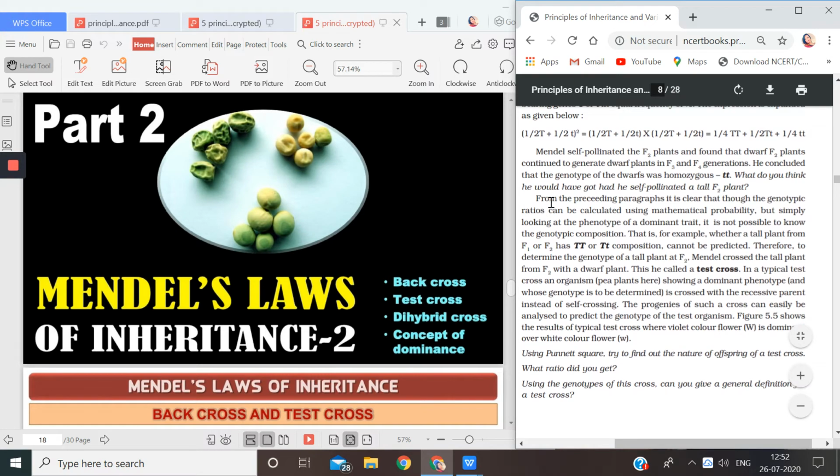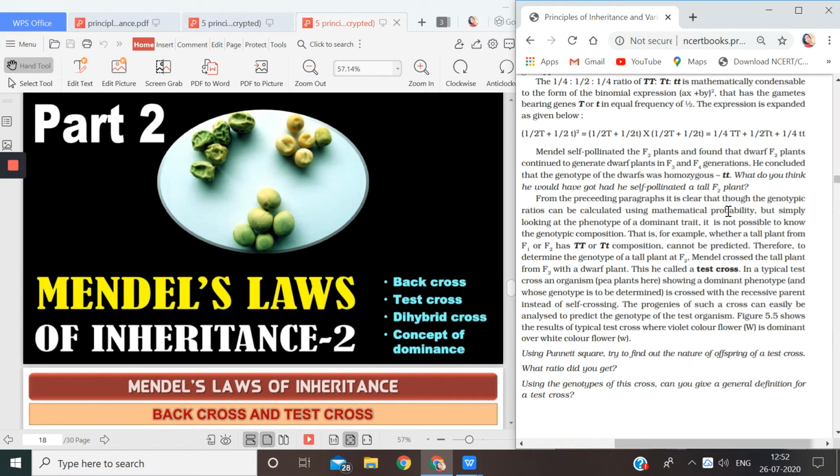But the next thing that we are worried about here is, from the paragraphs that we have just studied, genotypic ratio can be calculated mathematically. We can calculate genotypic ratio. How? Just by writing the genotypes, various types of genes, and just counting their numbers, we can count out the various genotypic ratios. But the question that arises here is, just by looking at the phenotype of the dominant trait, we cannot find out the genotypic composition.